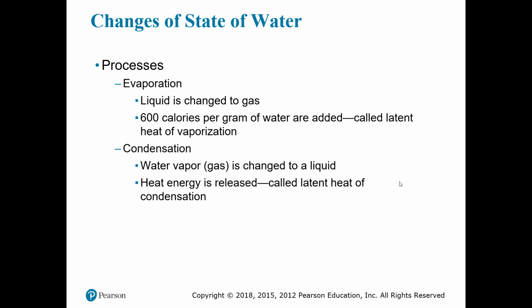Condensation is the opposite process, where water vapor changes into a liquid. And in order for that to happen, the water vapor, which has a lot of energy, has to give up some of that energy to the surrounding air. That is called the latent heat of condensation. In that same gram of water that we added 600 calories to get to change to a gas, that's the same amount that the gas would have to give up in order to change back into a liquid.